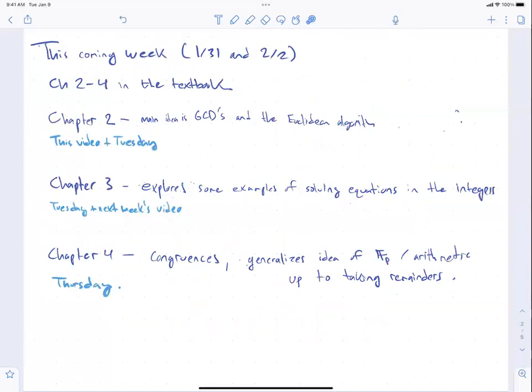And then chapter 4, which we'll do mostly in class on Thursday, is about this notion of congruences. Basically, this is a generalization of the idea of the field of p elements and doing arithmetic up to taking remainders, but setting it up in a little bit more general setting than just these fields F_p. But we'll get to that on Thursday.